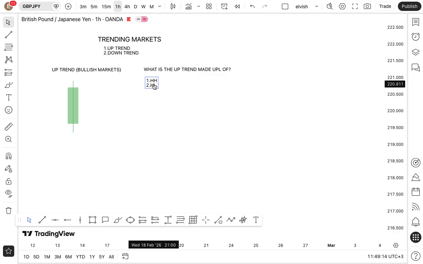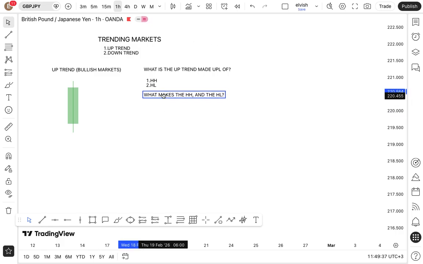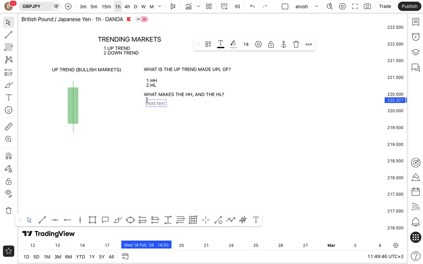Then what makes the higher highs and then the higher lows? That's the other question you will have to ask yourself. What makes the higher high and the higher low? So the only answer is here.